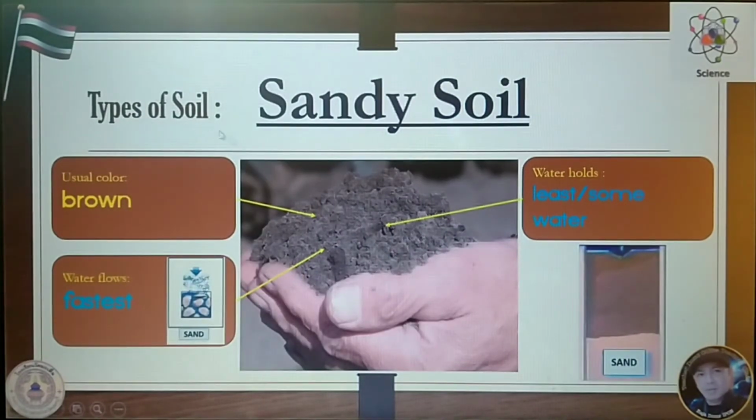Types of soil: sandy soil. Usual color: brown. Water flows: fastest. Water holds: some water.